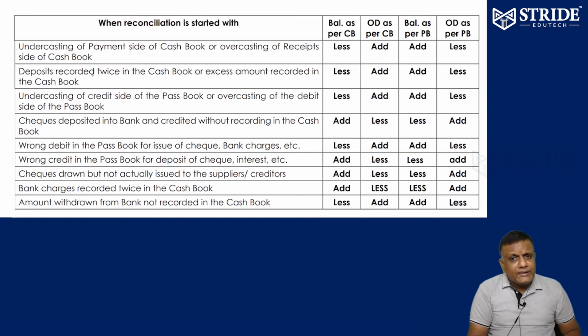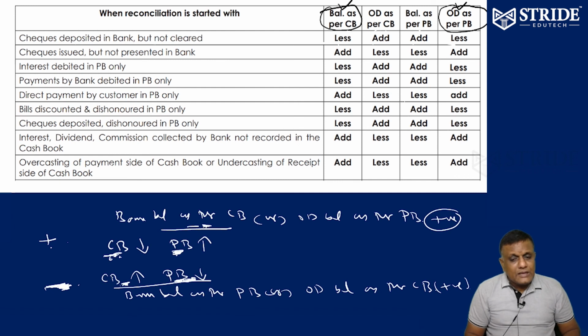Similarly, deposit recorded twice in the cash book, which means you are showing more receipt. There is only one deposit, but you are showing the deposit 2 times. Your cash book shows higher balance. Therefore, those items are to be subtracted.